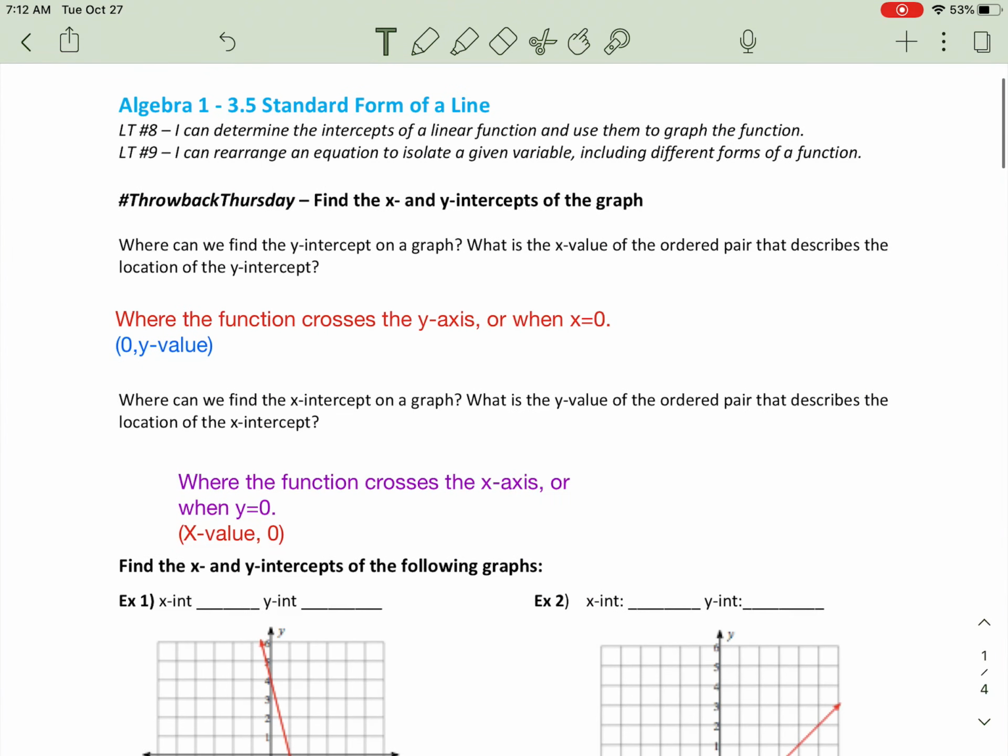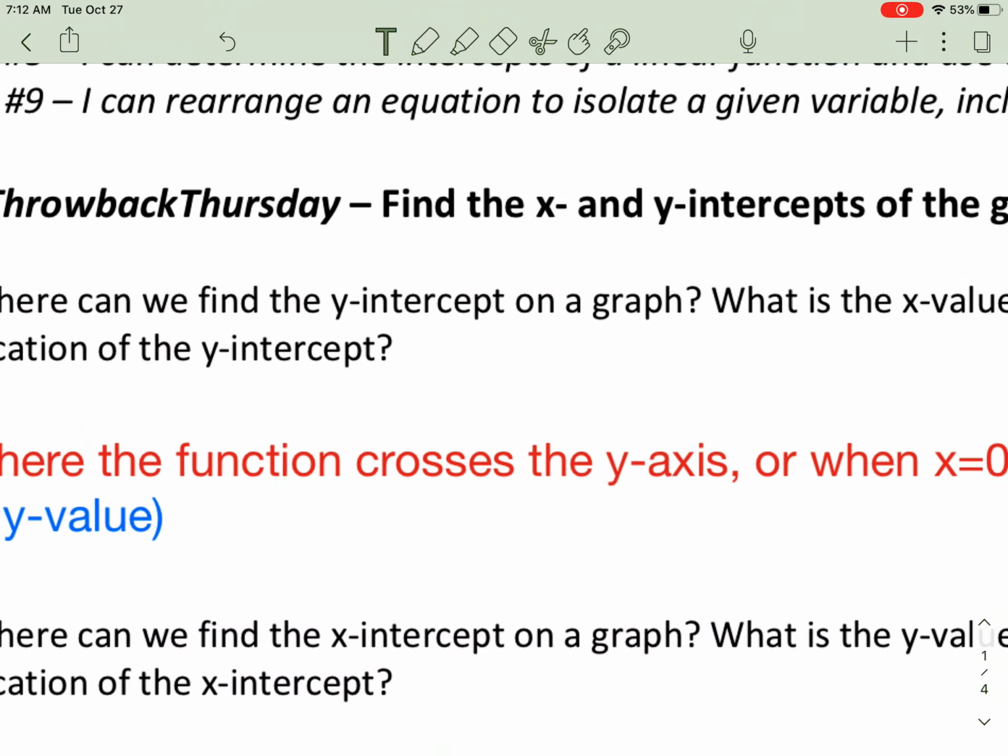Good morning, everybody. So today we're going to look at standard form of a line.